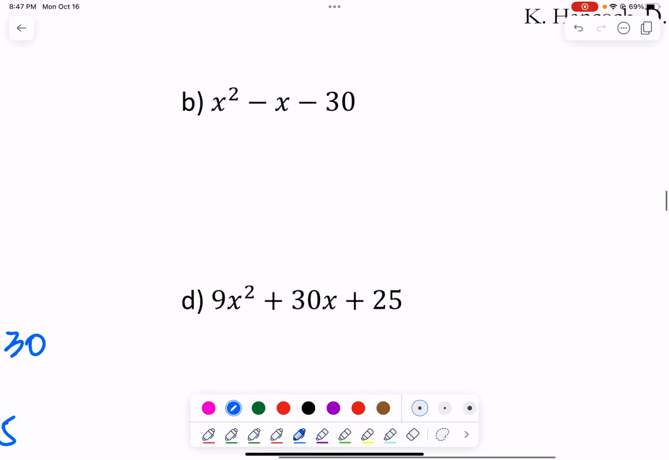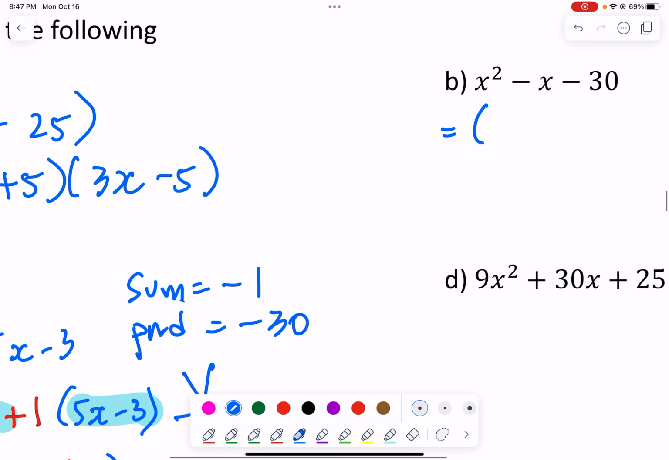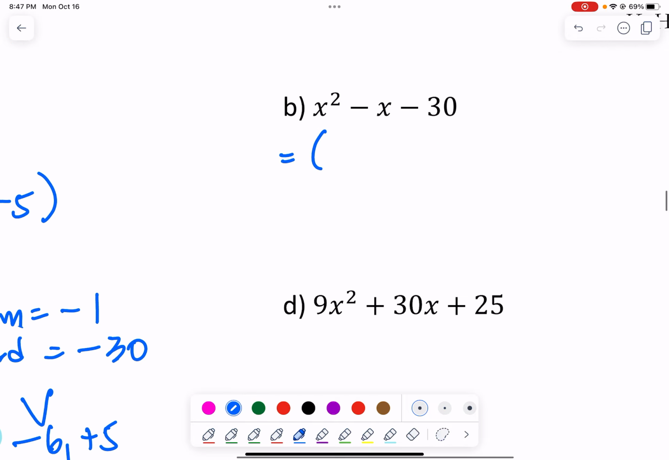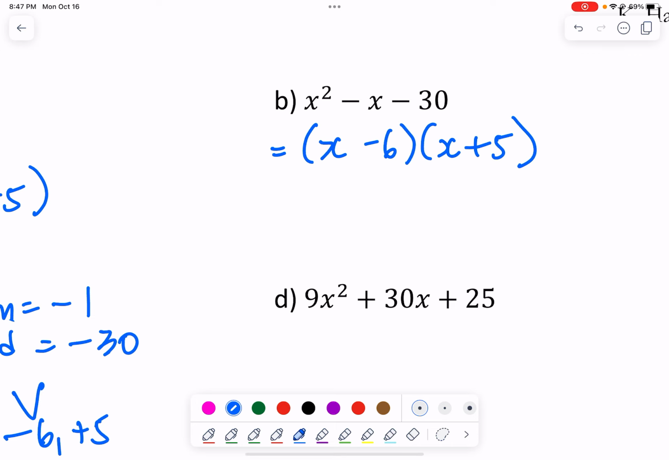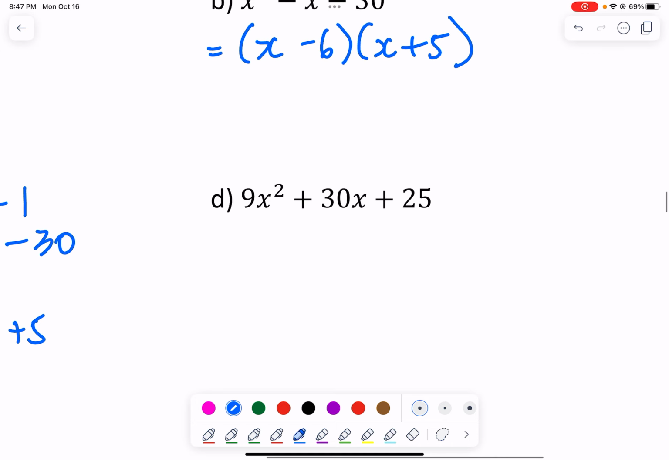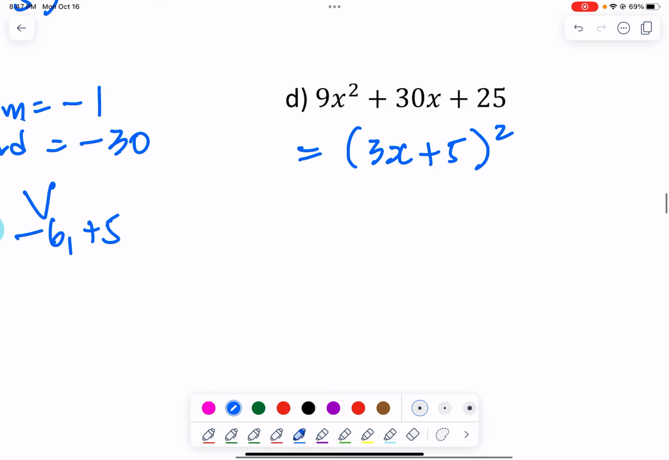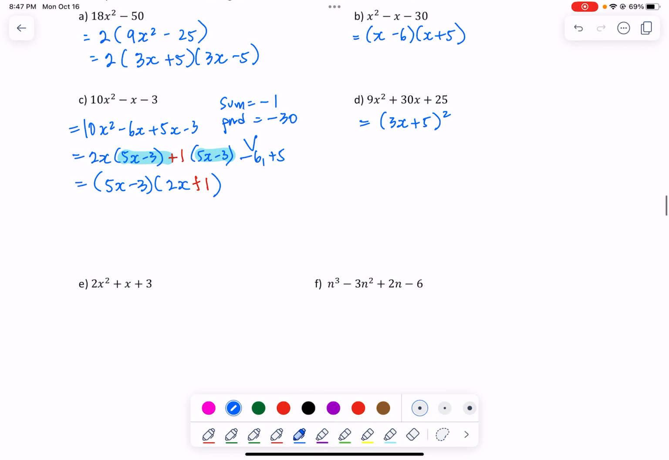B. B is the sum and product. We need two numbers that times to minus 30 and add to minus 1. Oh, we just did that. So it is x minus 6 and x plus 5. This one is a perfect square trinomial. So 3x plus 5 squared. Because really it was 3x squared, and then we had a 5 squared, and it all worked out.